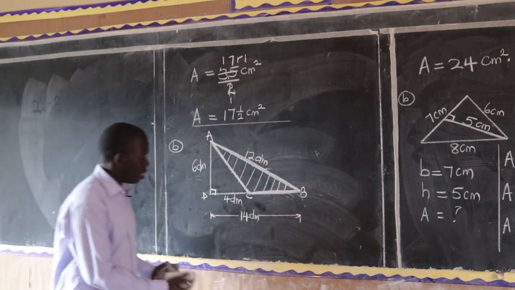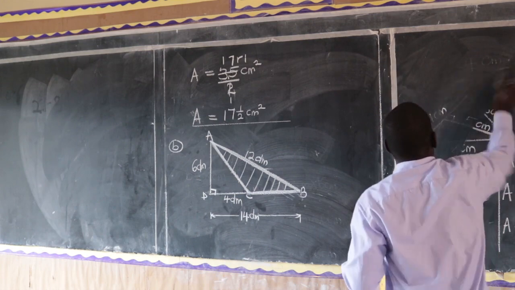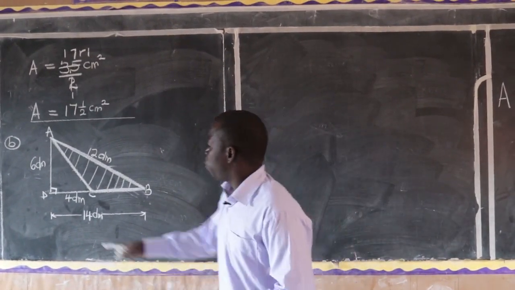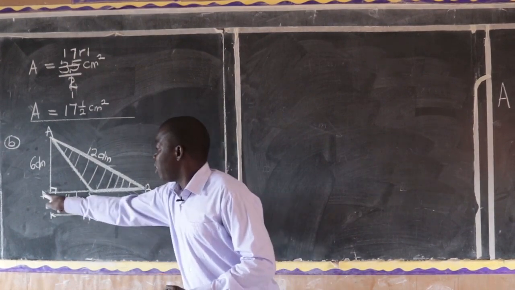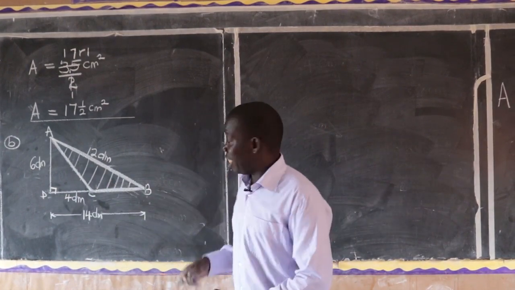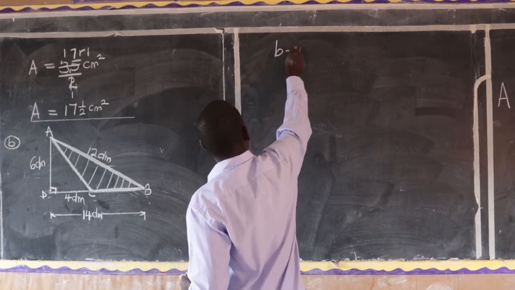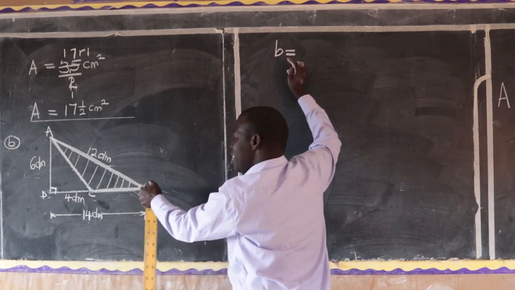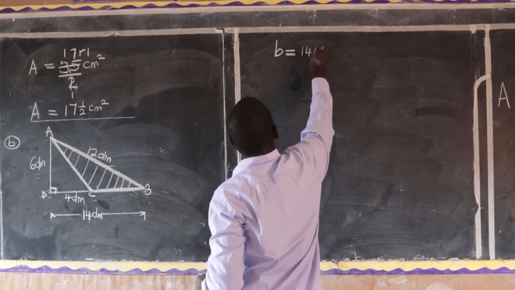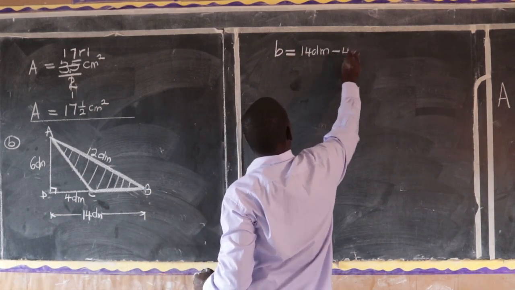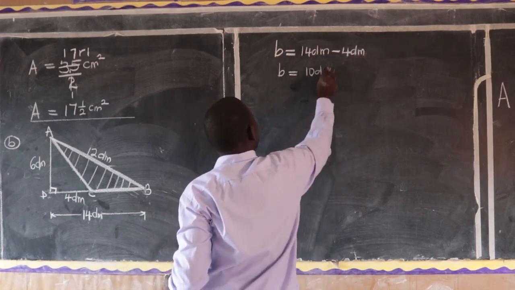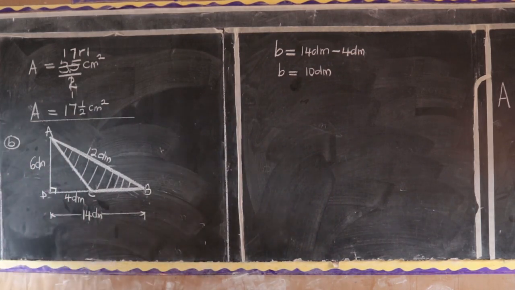So what do we do with that? Good. Somebody has already seen, and you are not supposed to use 14. The base is not 14, neither is it 4, so here we look for the base first. If this is 14 and this one is 4, what is from here up to here? It will be 14 take away 4. And what is our base? 10 decimeters. Wow, I like good children like you.